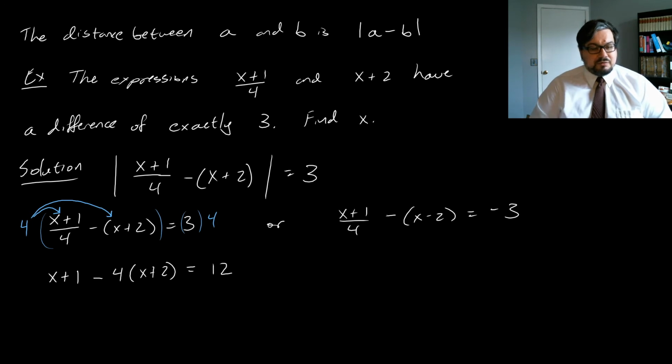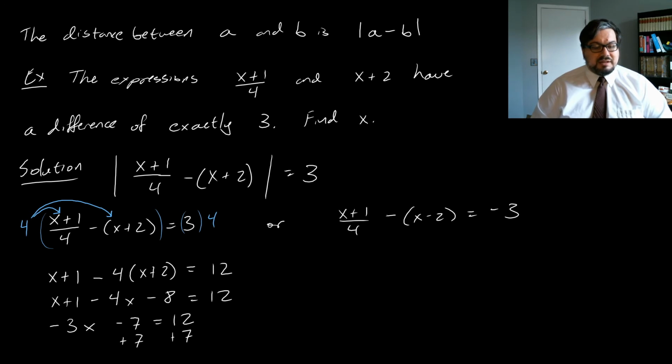And now we can go through the process. We've got x plus 1 minus 4x minus 8, distributing that negative 4 through. Now combining like terms on the left, we get negative 3x minus 7 equals 12. So we can add 7 to both sides to get negative 3x equals 19. And so dividing both sides by negative 3, we get x is equal to negative 19 over 3. So that's one of our possibilities.